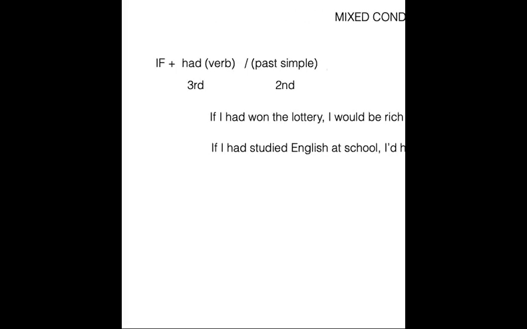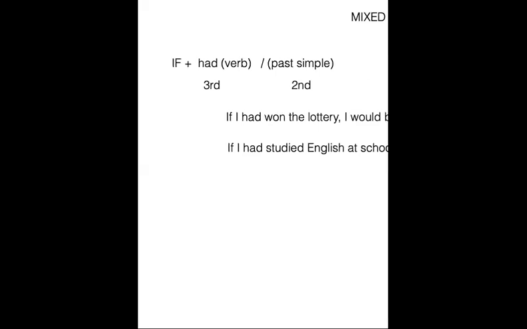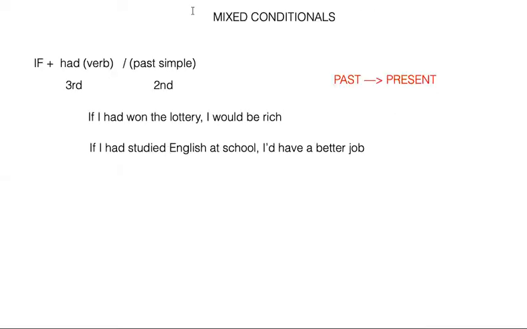Now you can also find the second and the third. Let's have it the other way around. You have "if", again in red. Let's have in black. You have "if" and the past simple, and then you find the "had" plus the verb. Okay, so in this case you have the third type of conditional here and the second type of conditional here.